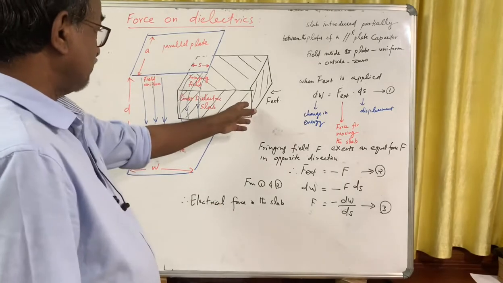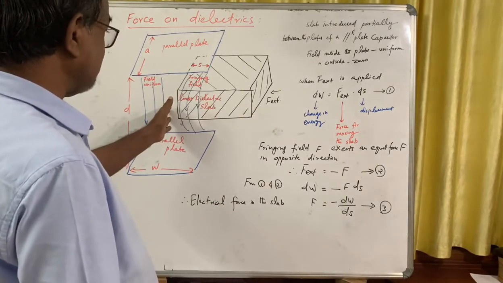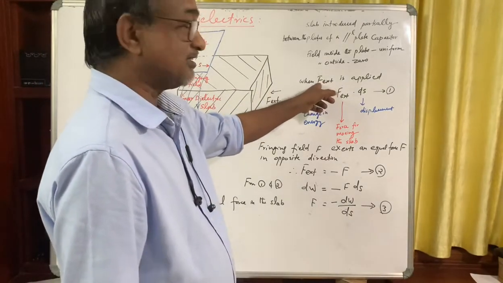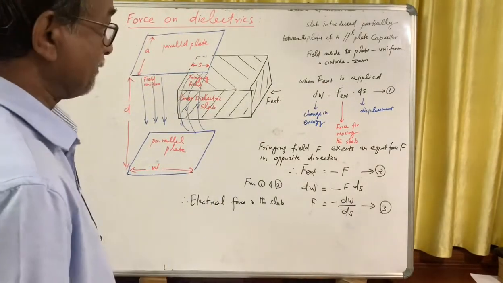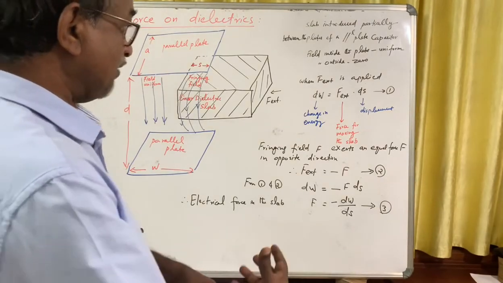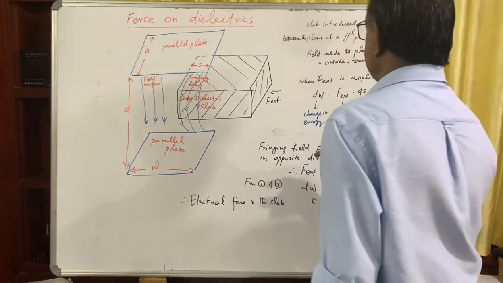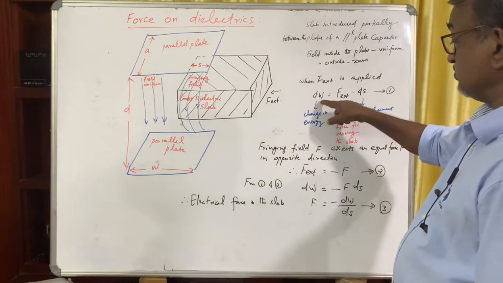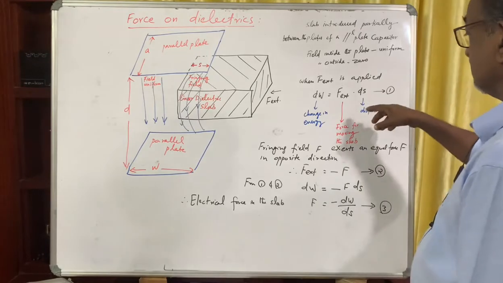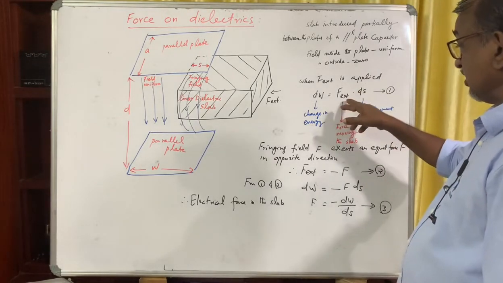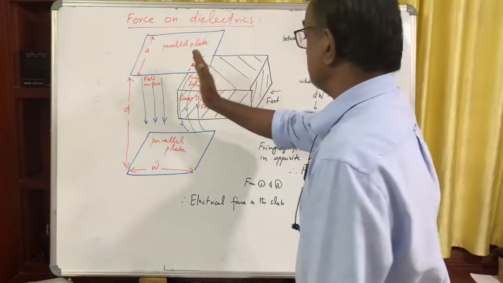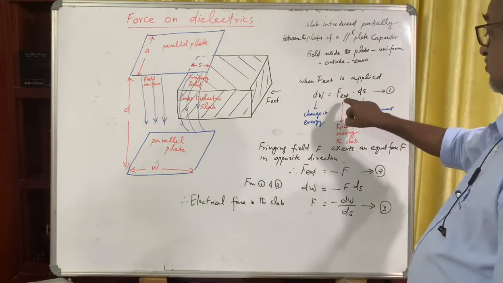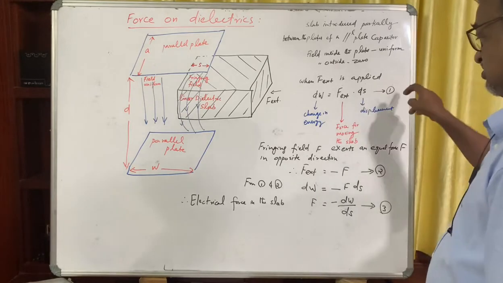For bringing this slab inside this space, we are applying a very small external force, F external. Due to the application of this F external, energy is changed. That is, the change in energy is dW. And due to this F external, the displacement produced is ds. So we get the equation dW equal to F external into ds, equation number 1.